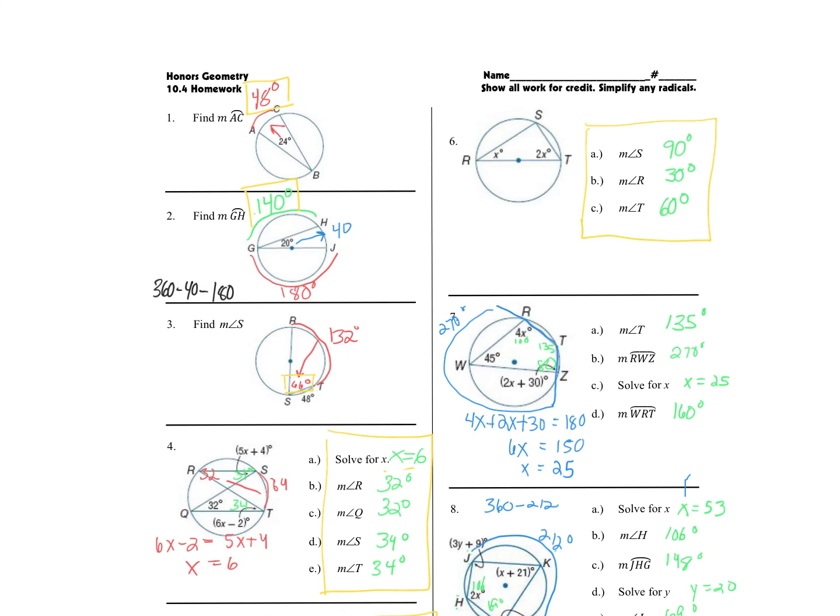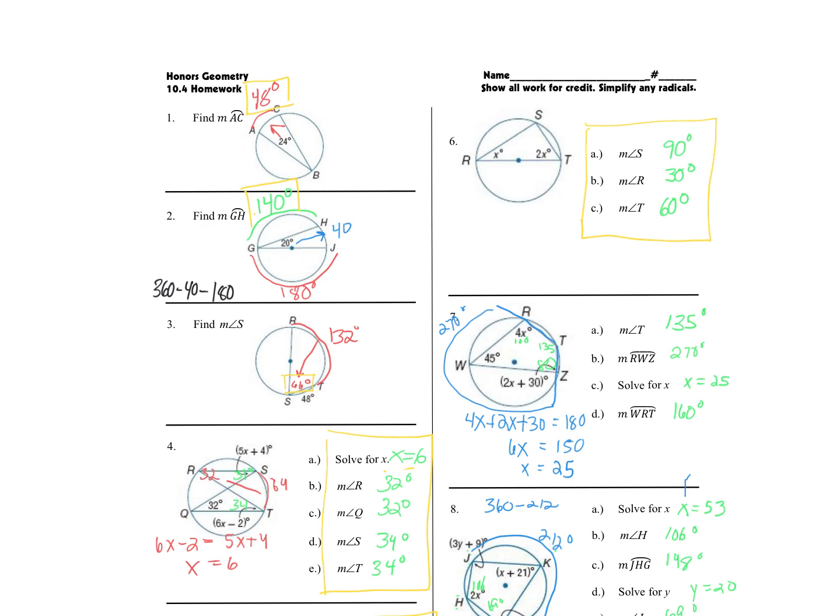Let's go through the answers to the 10.4 homework. So number 1, we are asked to find the measure of arc AC. Well, if we are told that this angle here is 24 degrees and we follow it out, we need to double it, and that is 48 then.